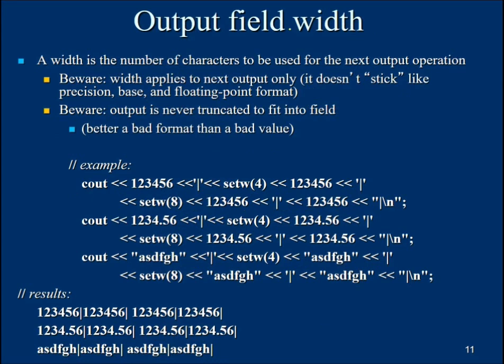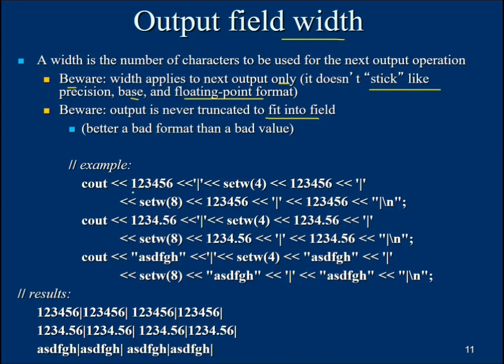Then you can also have some output field width. So the width is the number of characters you want to use for the next output operation, but you need to be sure that width applies to the next output only. It doesn't stick like precision, base and floating point format. So you have to use this for the next output operation always, because it is not going to stick. And output is never truncated to fit into the field. This is also there if you want some precision or width.